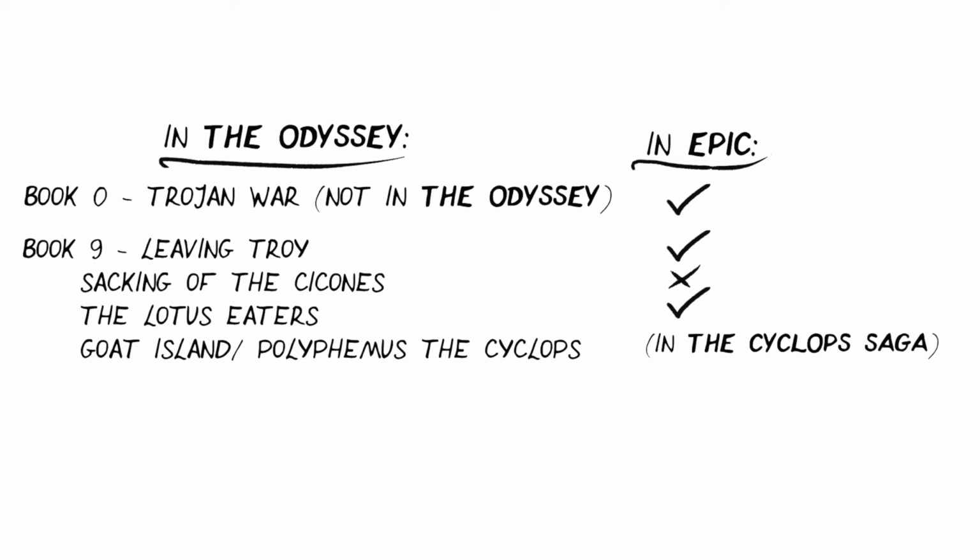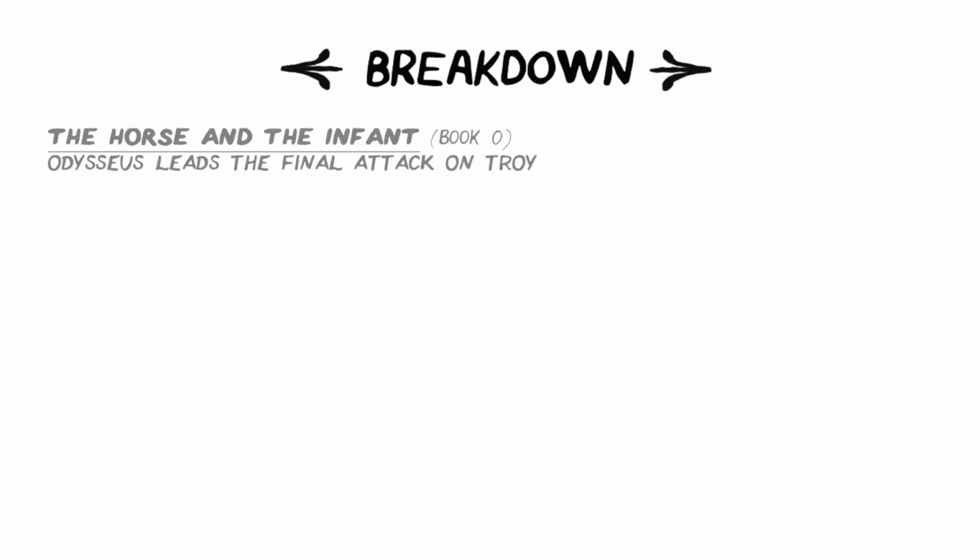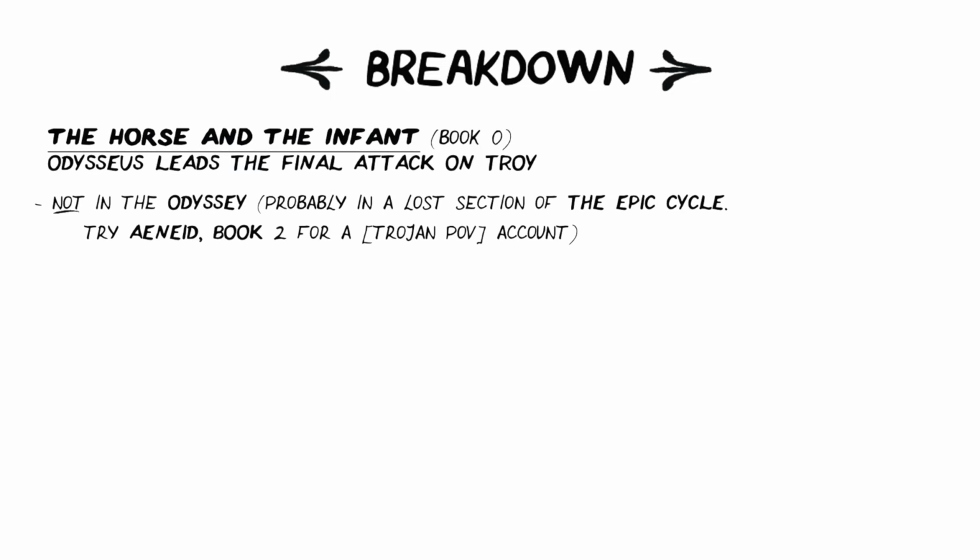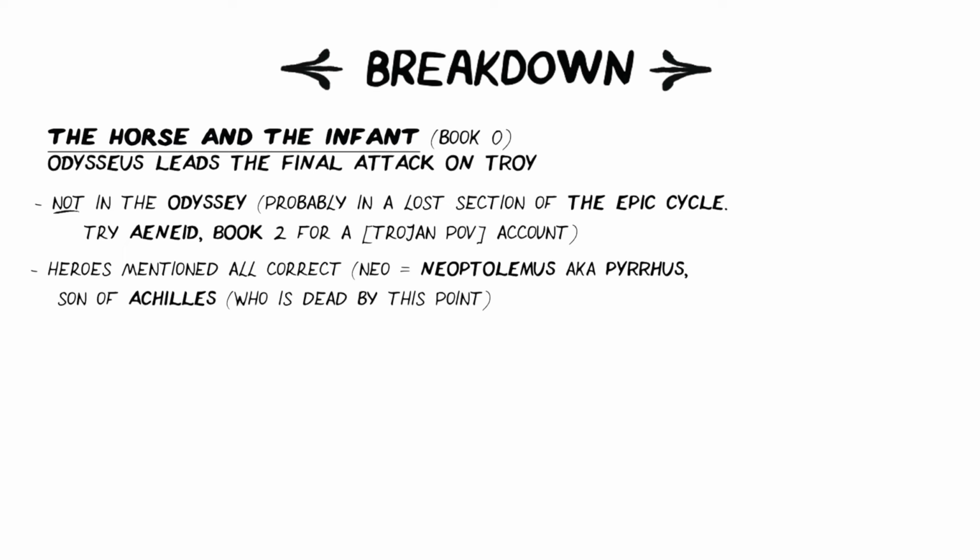So going through each of the songs, the first song is The Horse and the Infant, and this is essentially like Book 0, because this isn't in the Odyssey itself. This is where Odysseus apparently leads the final attack on Troy. So this is not in the Odyssey, as I said. You could maybe read Aeneid Book 2. You'll get a very Trojan point of view account there, and a very we hate all Greeks version, because it's a Latin fanfic later. Now, the heroes mentioned are all correct, and Neo is Neoptolemus.